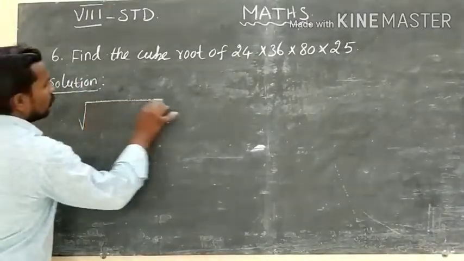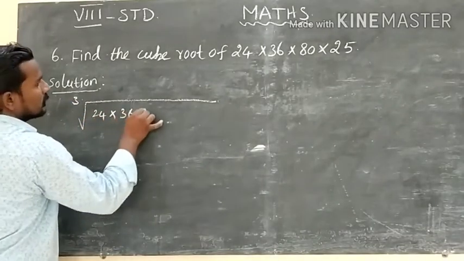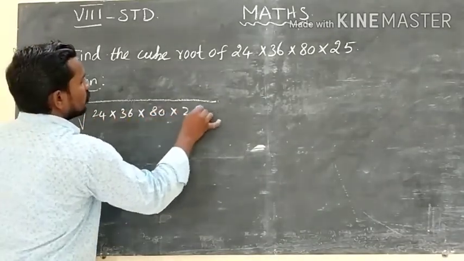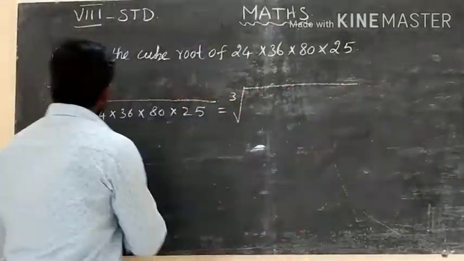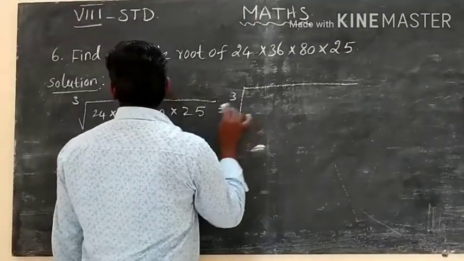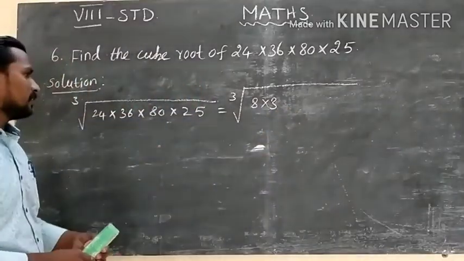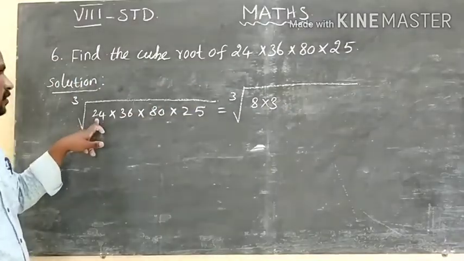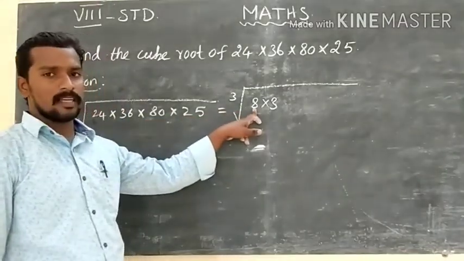The cube root of 24 into 36 into 80 into 25 is equal to the cube root of this value. Split into factors: 8 threes are 24. Because every value we want to split has a cube root, 8 has a cube root.